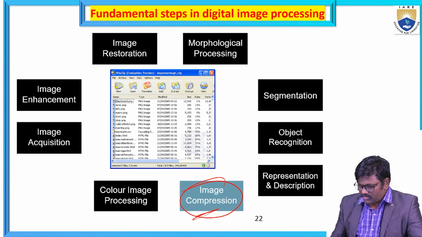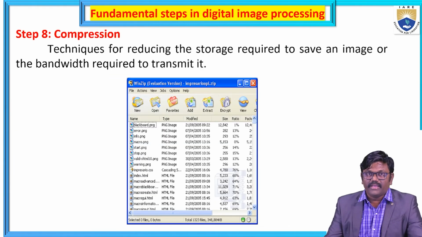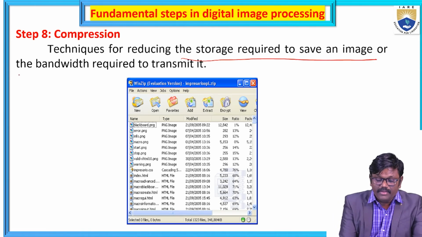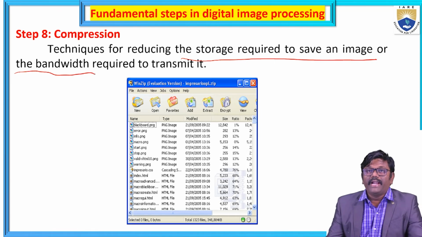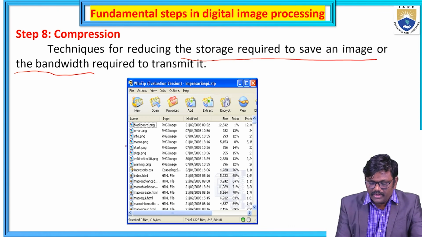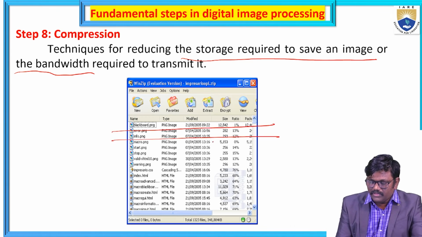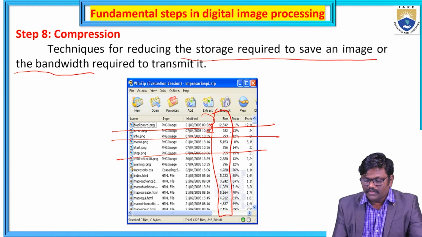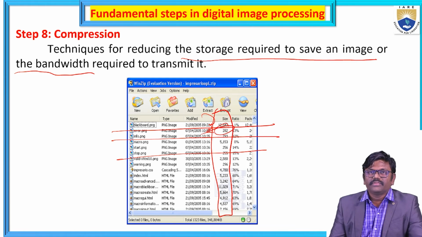So what does image compression mean here? That is the 8th step. Image compression is a technique for reducing the storage required to save an image or the bandwidth required to transmit it. You see here, from one image to another, the storage sizes change. So we are modifying one file to another in terms of storage.